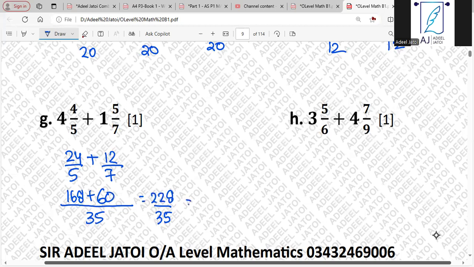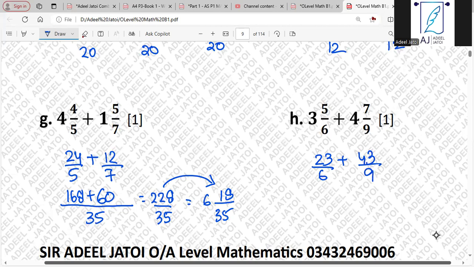So this will be 6 whole number, right? Because it is 210. 228 minus 210 will be 18. So changing the fraction to mixed numbers, what do we have? 6 threes are 18, 18 plus 5 is 23 upon 6. 9 fours are 36, right? And 36 plus 7 is 43 upon 9.